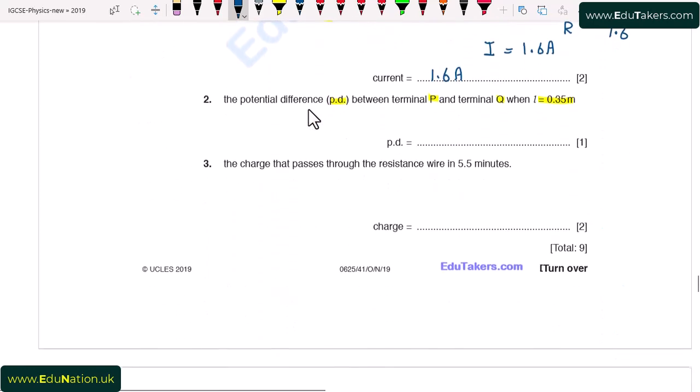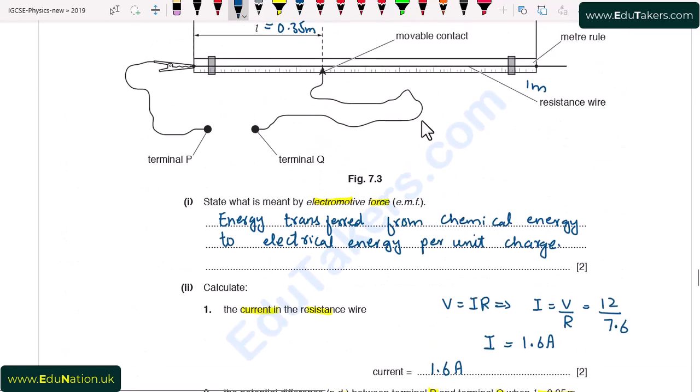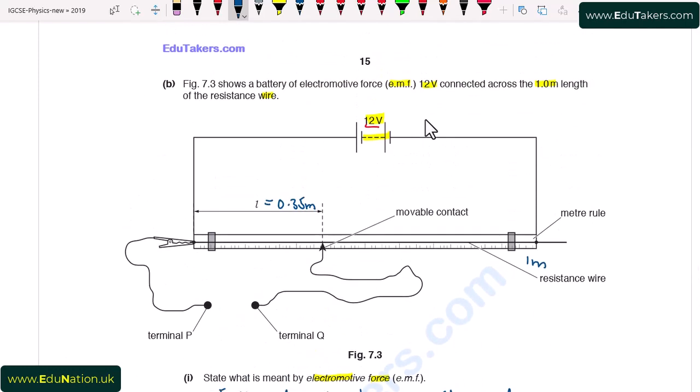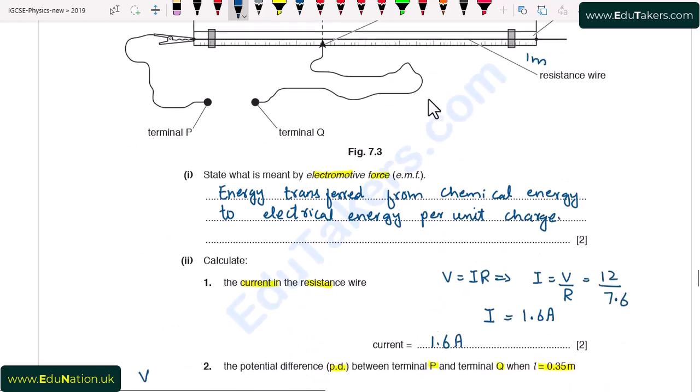So I write here, when length is equal to 1 meter, then the value of potential difference is equal to 12 volt. It is given here that the EMF is 12 volt across 1 meter length of the resistance wire. So when length is equal to 1 meter, the EMF will be equal to 12 volt.